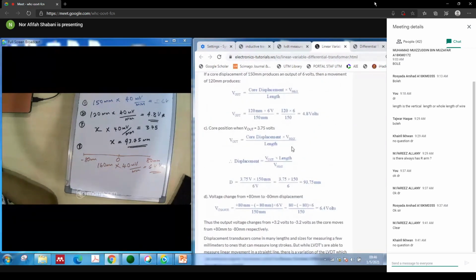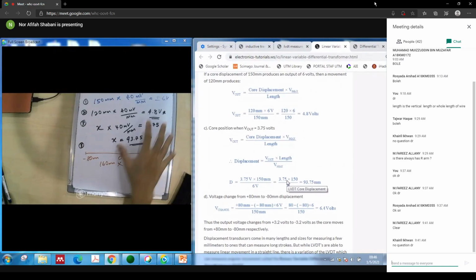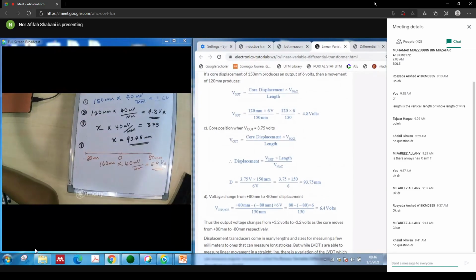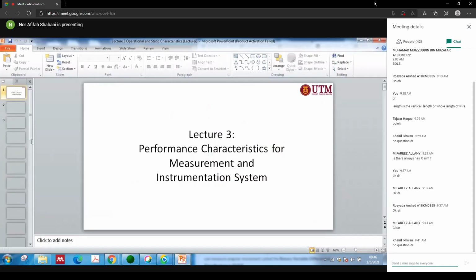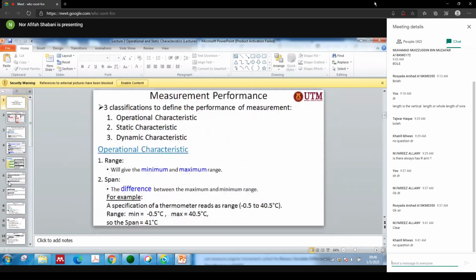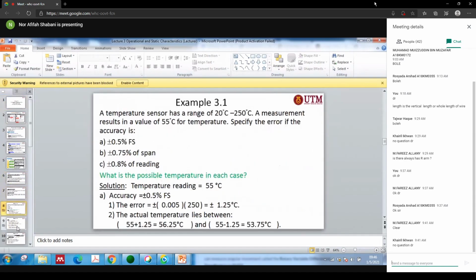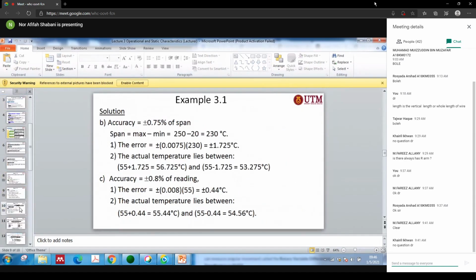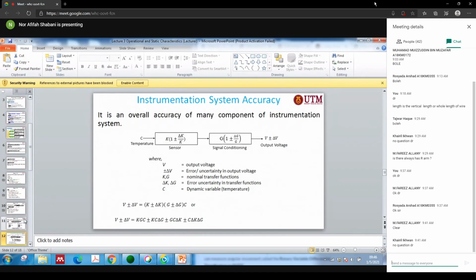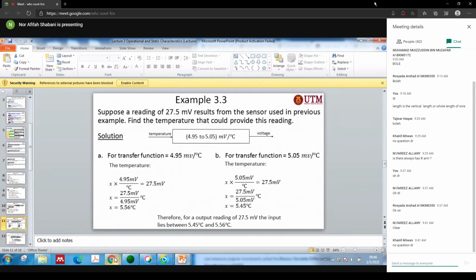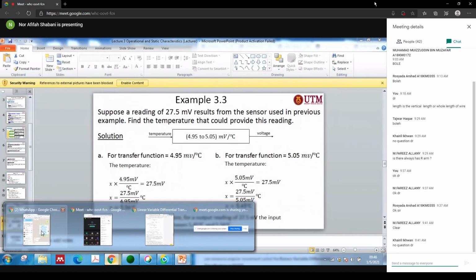Okay, so take a look at this example. In this example, we use the concept of the operational static characteristic again. So you will look at the performance analysis. I think you should remember this one. We're going to look at when you have some accuracy, some error again, because in this example we use this concept.